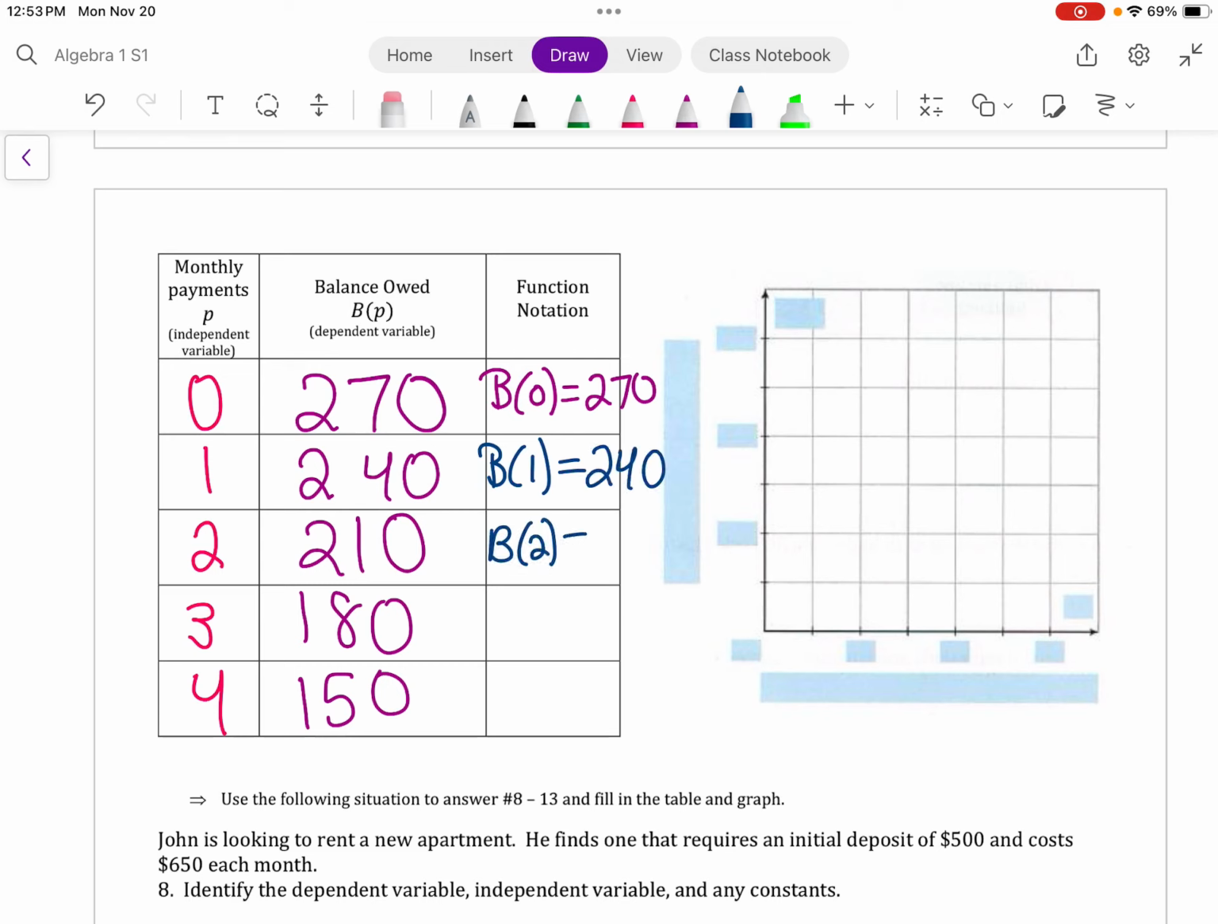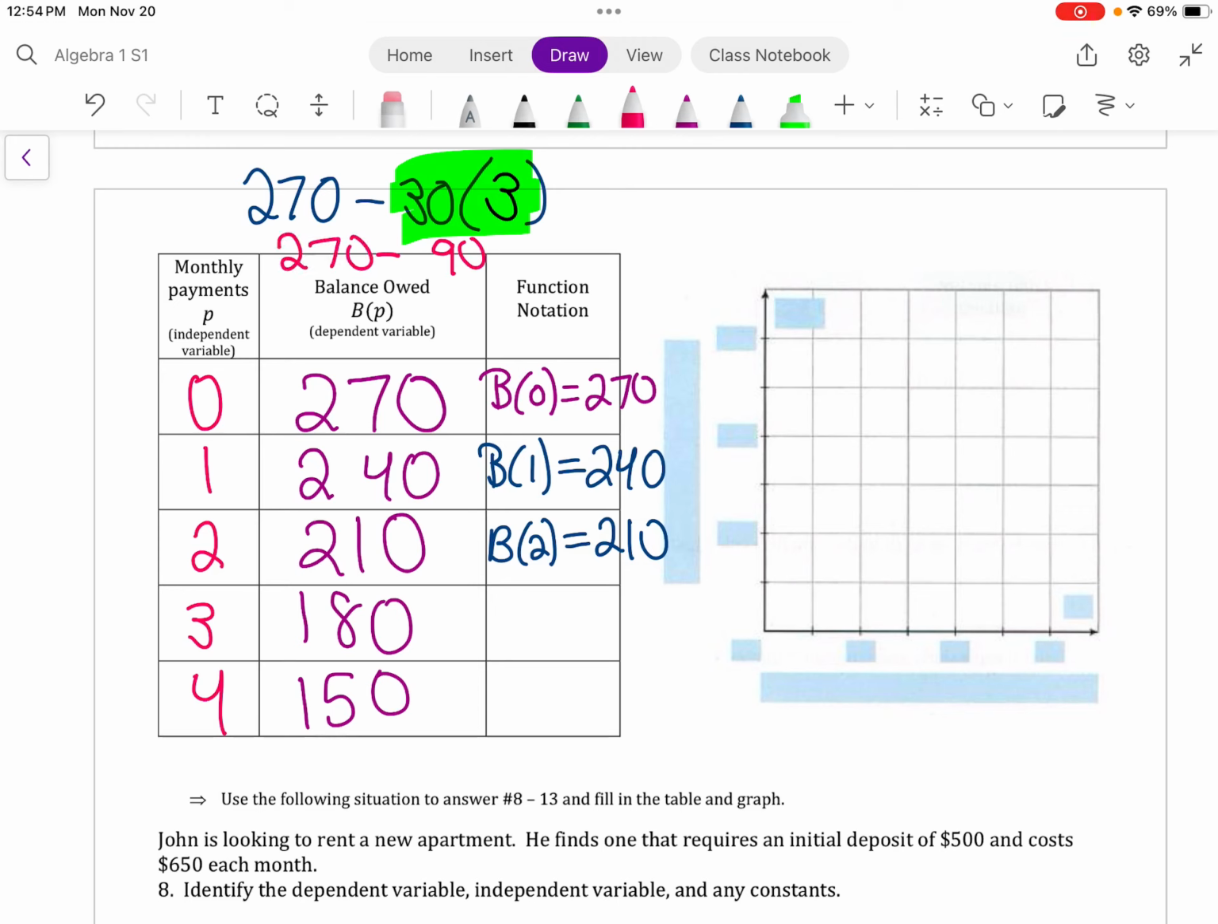If I plug in 2, again, it's that 270 is your starting point, and then you're going to times it by whatever your payment number is, okay? If you pay off 3 months, first you'll times this together, which would become 90, and then you would subtract that from 270, okay? So that's how you'd get 180. So input 3, output 180. Input 4, output 150. So if it's a subtraction symbol, we should be looking for a downhill curve.